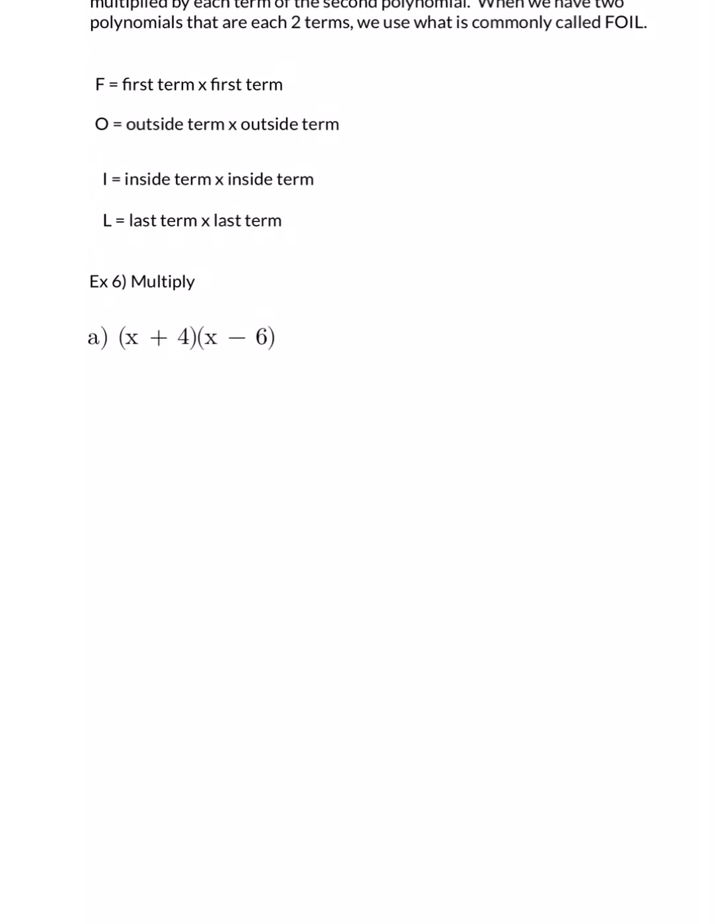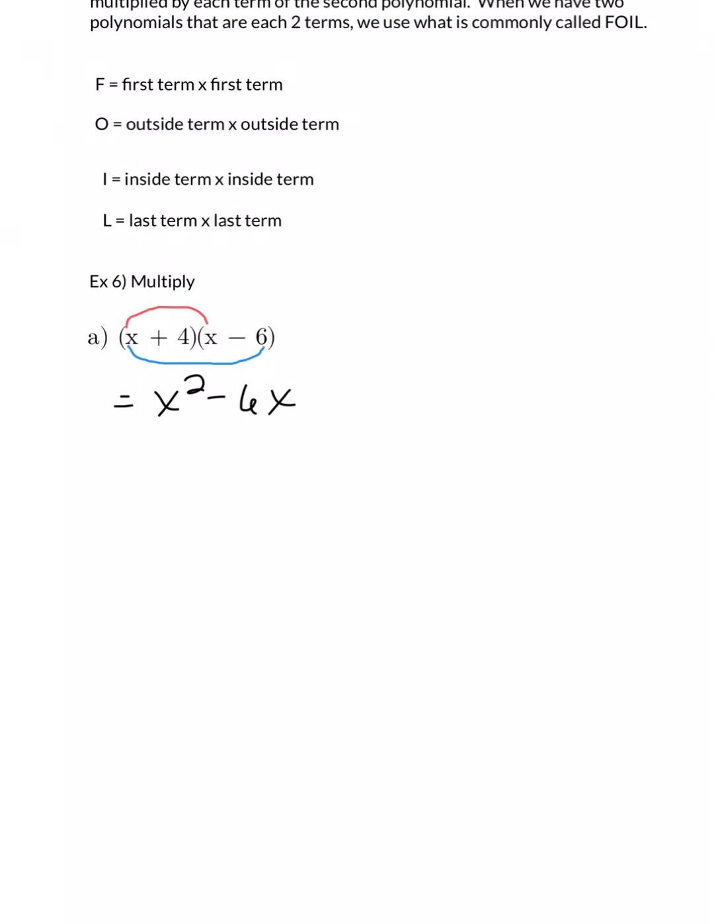So on example 6, we're going to start multiplying. And we're going to look at the two terms of x plus 4 times the two terms of x minus 6. Your first times your first means you're taking the x times the x. X times x is x squared. The outsides are the first term and the last term. X times negative 6 is negative 6x.